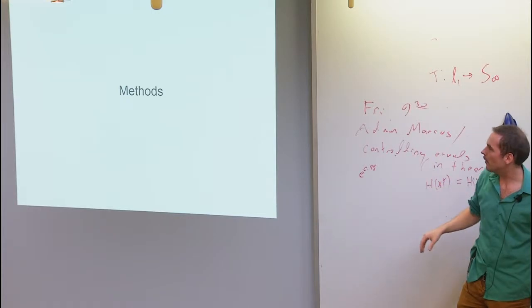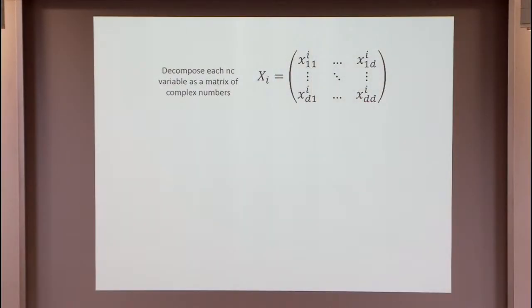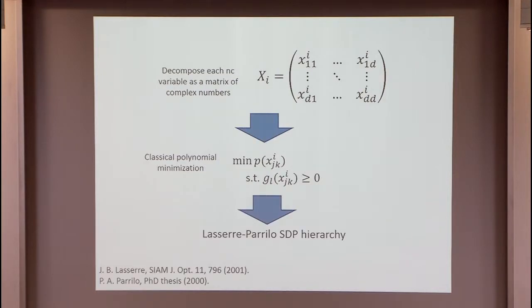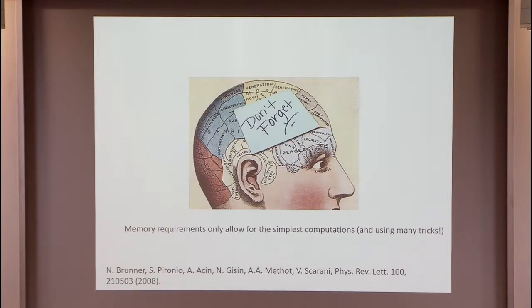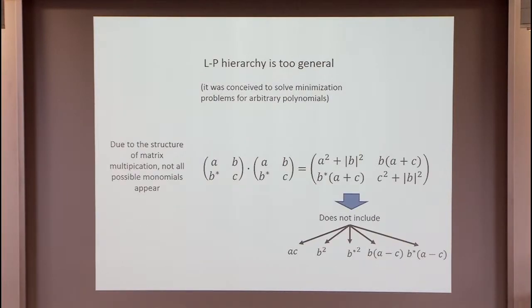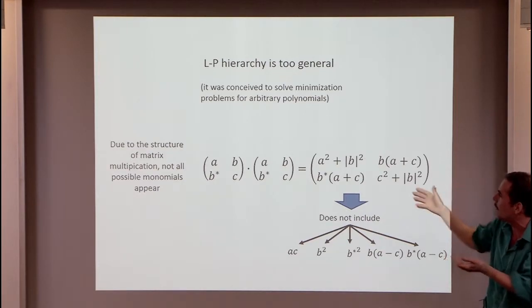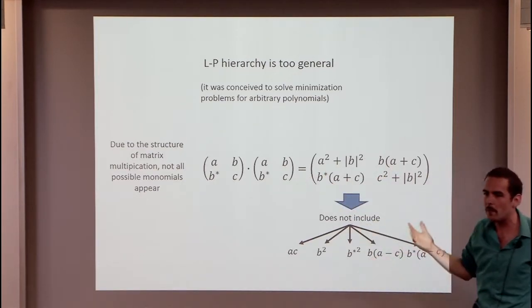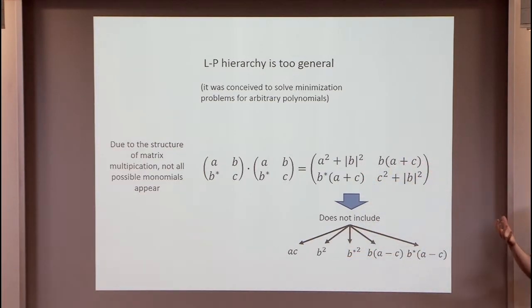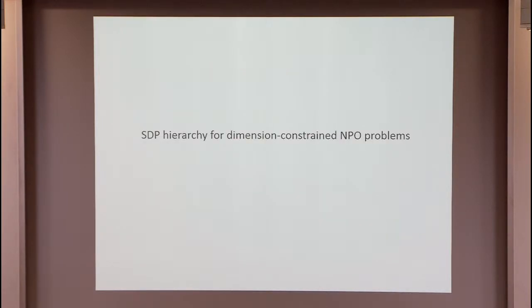Okay, so how can you solve these problems? An obvious method would be to decompose each NC variable into a matrix of different complex entries, reduce the problem to a classical polynomial minimization problem, and then apply the Lasserre-Parrilo hierarchy. The problem is that when people have tried to do that, for the class of problems that you can normally find in quantum information, you soon run into memory requirements. I believe the reason is that the Lasserre-Parrilo hierarchy is just too general, because it's really for optimization of whatever, right? And the structure of multiplication doesn't seem to depend on all possible monomials of the entries of the matrix. For example, here I multiply a Hermitian matrix by itself, and you can see that there are some monomials we are missing from the result. So this is more or less the reason why I think applying the LP hierarchy would be like trying to kill a fly with a machine gun.